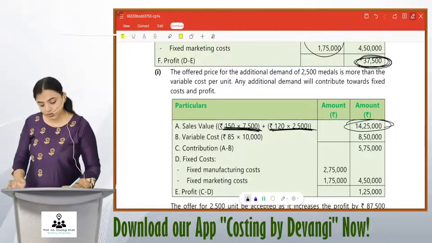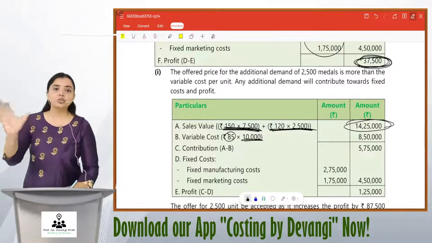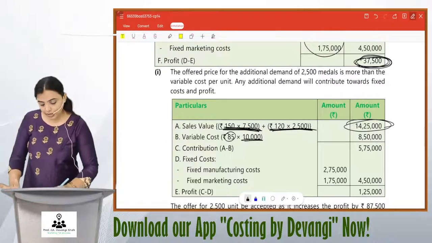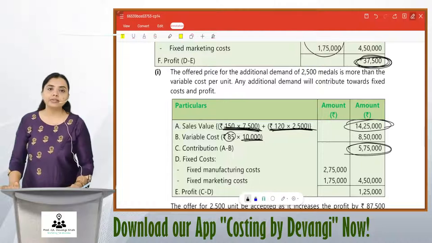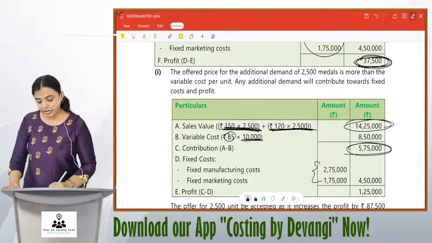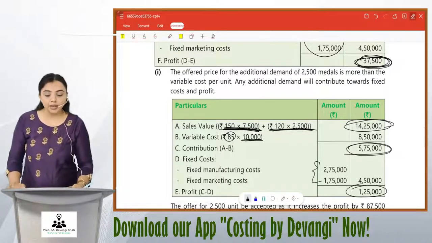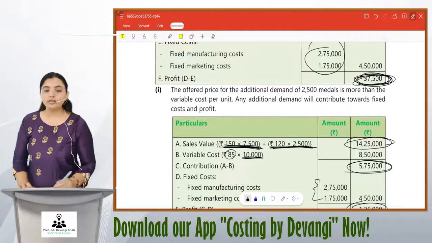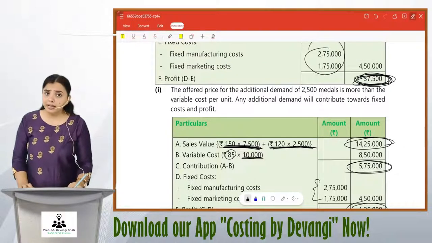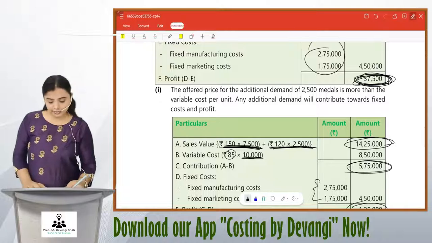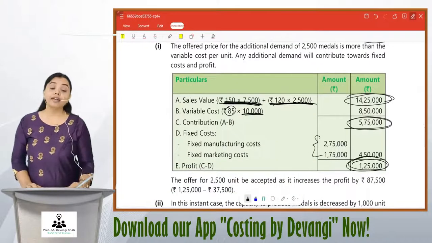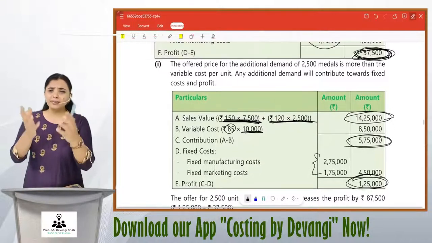मेरा वेरिएबल कॉस्ट will be 85 × 10,000, total 850,000. मेरा कॉन्ट्रीब्यूशन हो जाएगा 5,75,000 minus the same fixed cost, I get profit of 1,25,000. मैं originally 37,500 प्रॉफिट कमा रही थी, अब जैसे ये ऑफर एक्सेप्ट किया मेरा बन गया प्रॉफिट 1,25,000. ये सिंपल है, कैसे बढ़ा?